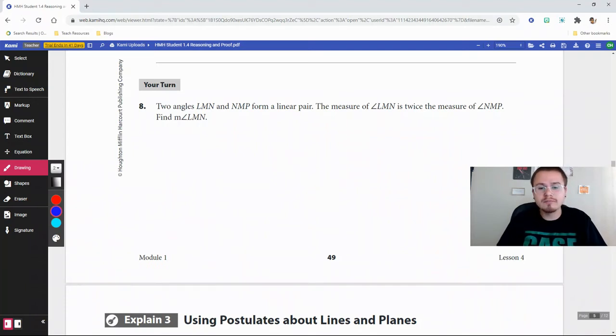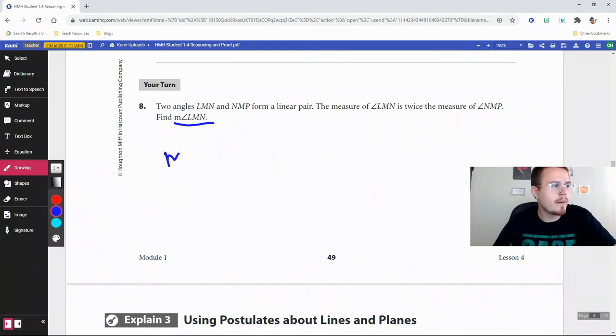Your turn. So try it. You've got two angles. They're labeled, they're named. Here's the math information for you. We know that LMN is twice the measure of NMP, so we want to find the measure of LMN. We don't know it in specific terms. This is kind of like those perimeter problems. All right, so what we're going to use is the linear pair theorem. So let's do that and then substitute to get LMN.